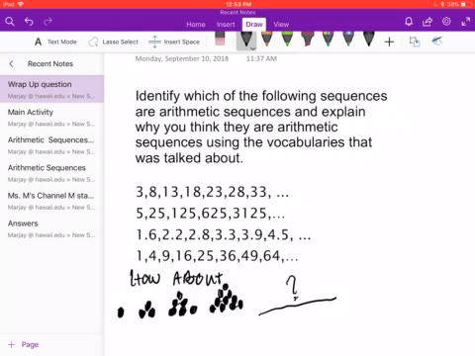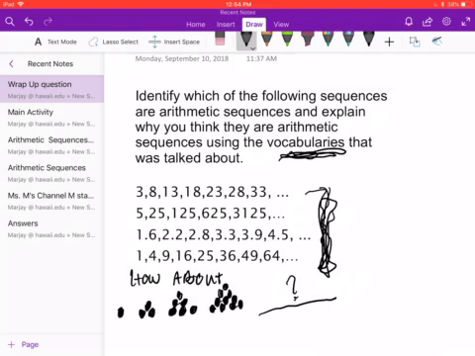Okay, pause the video and identify if either one of these or more than one of these is an arithmetic sequence. And make sure to use your vocabularies that was learned earlier to talk about why you chose this specific sequence as an arithmetic pattern. Okay, so come back when you're ready to discuss the answer.